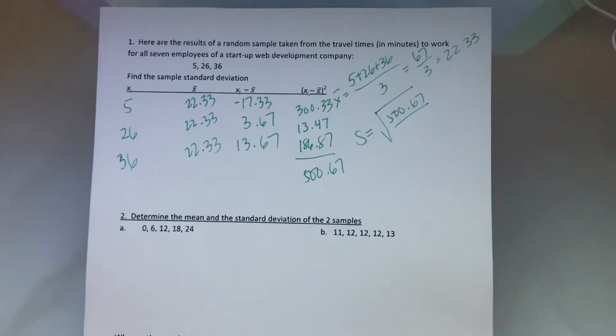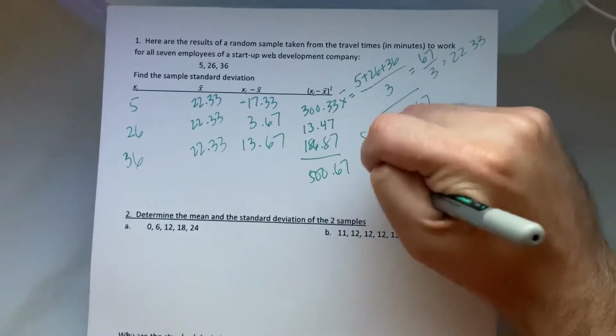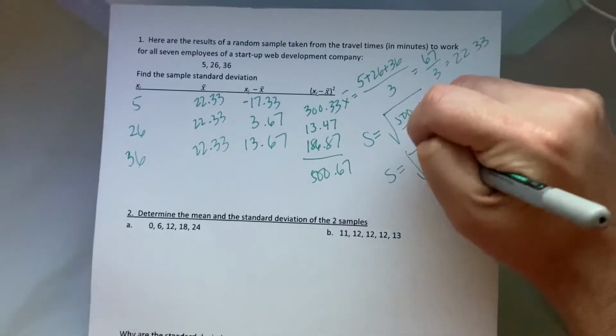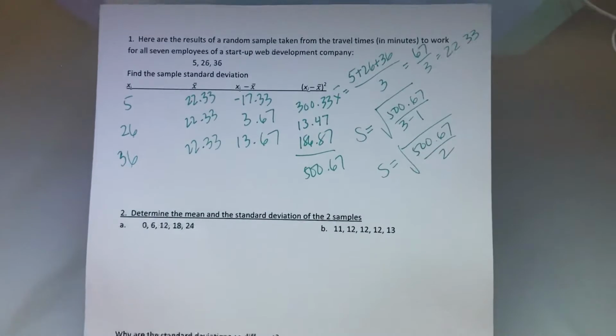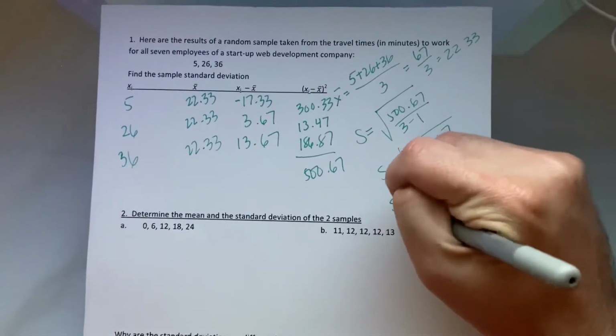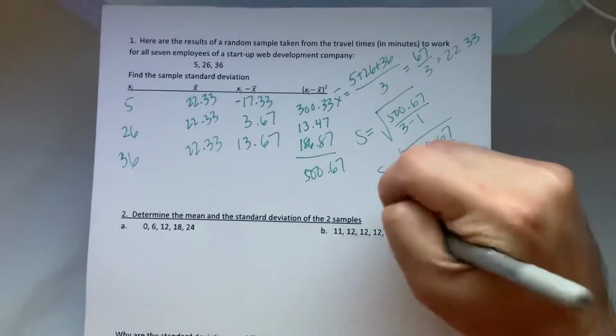In a sample, the mean was affected by all of the numbers, and normally populations can be almost infinite, which is the reason that you divide by n, because you're picking basically an endless amount. So we have to divide by 3 minus 1, which is just 2. So the sample standard deviation is 500.67 over 2, the square root of that. So the sample standard deviation is approximately 15.82.